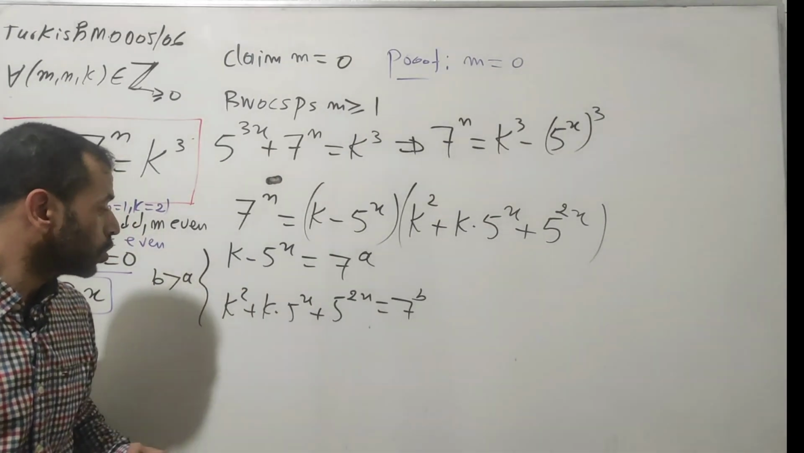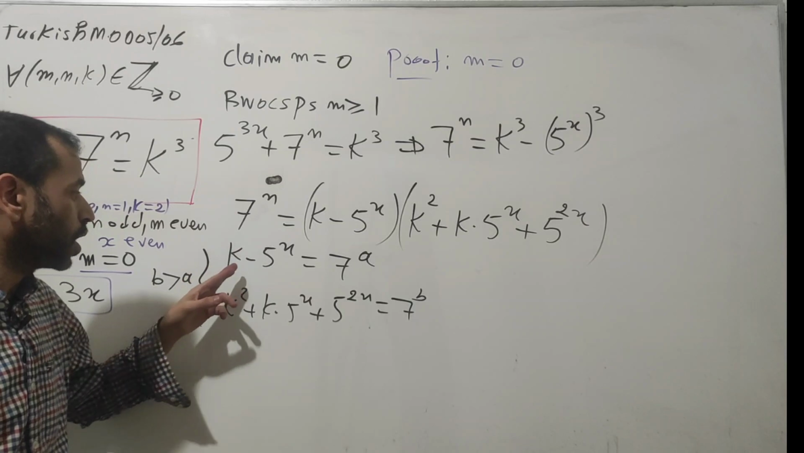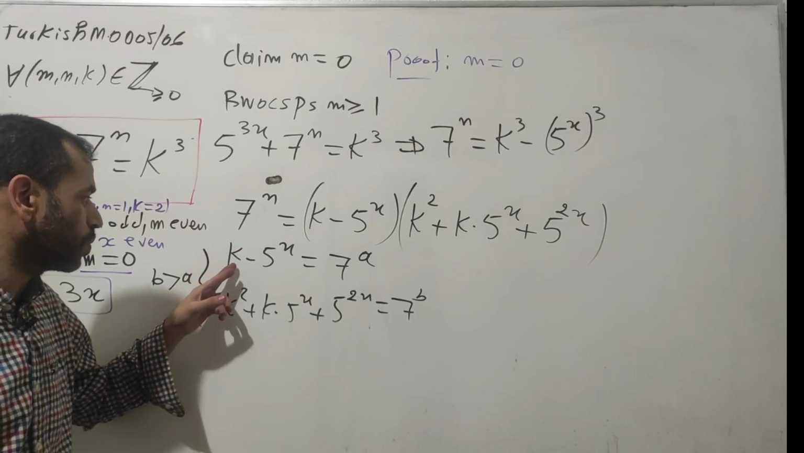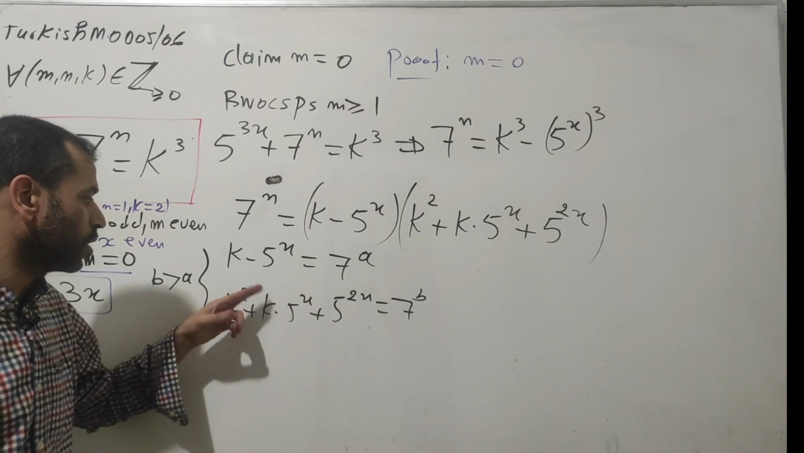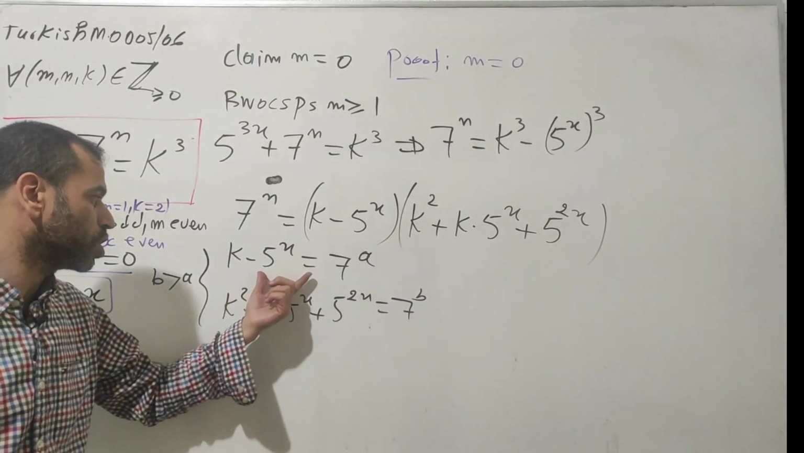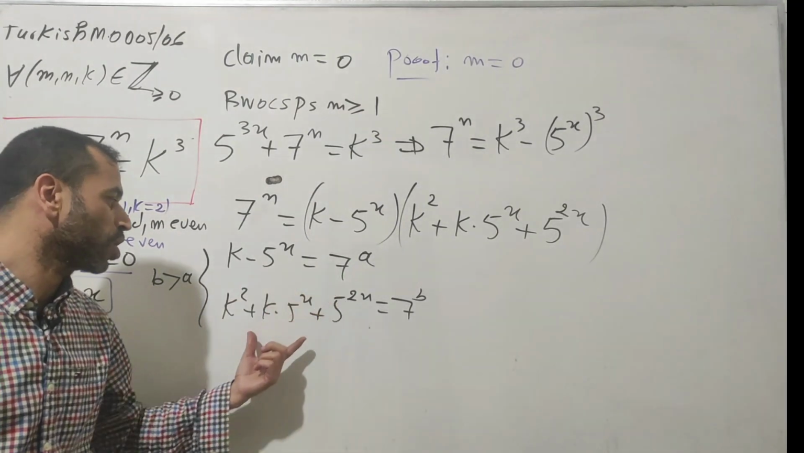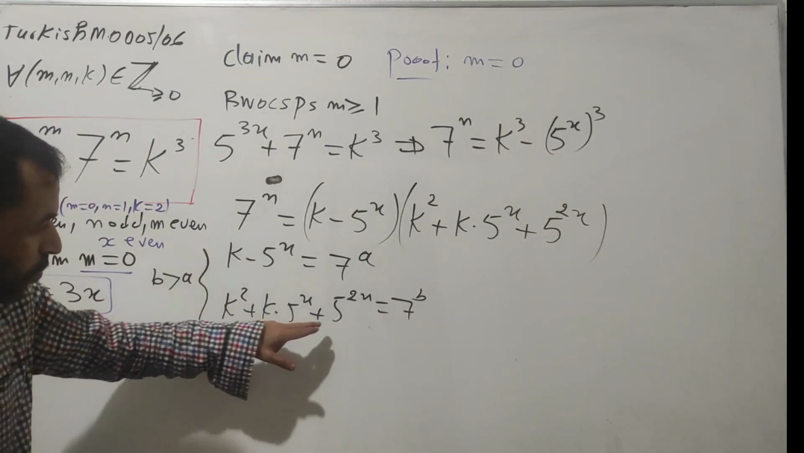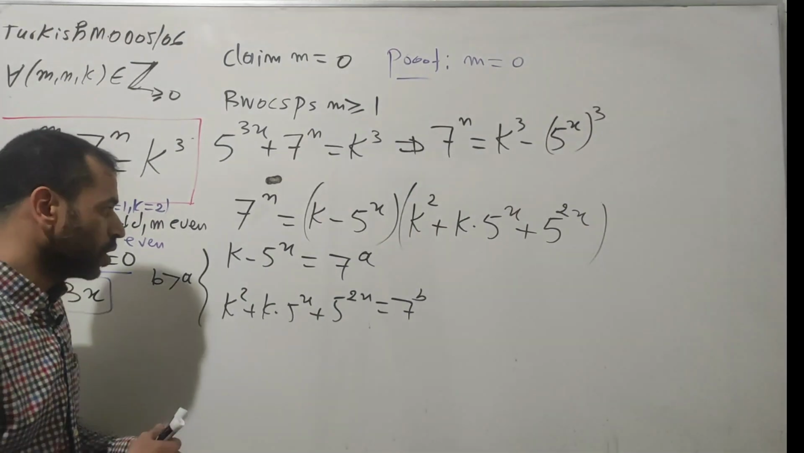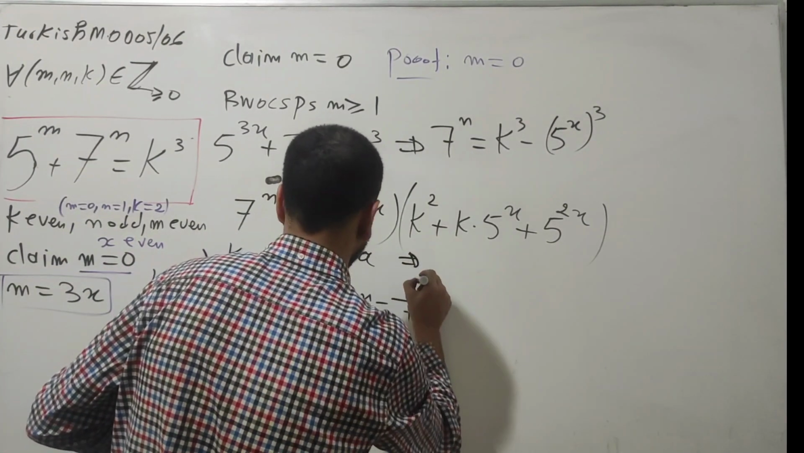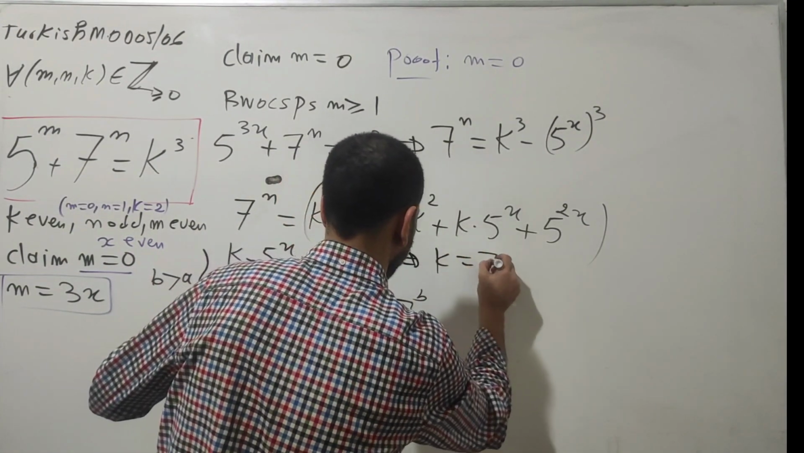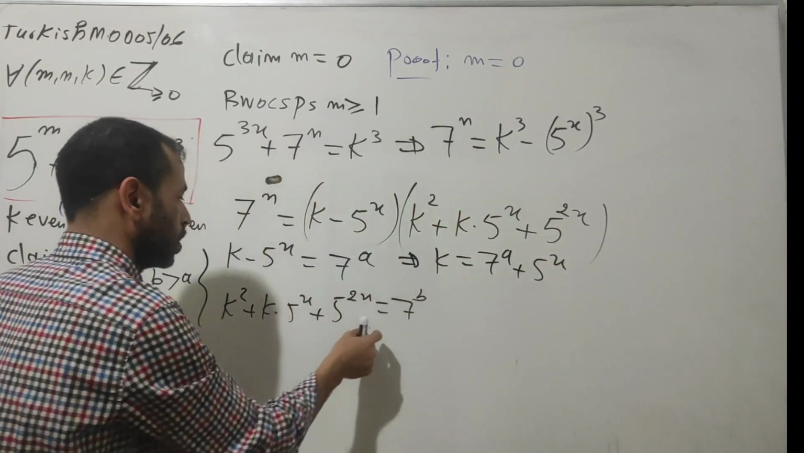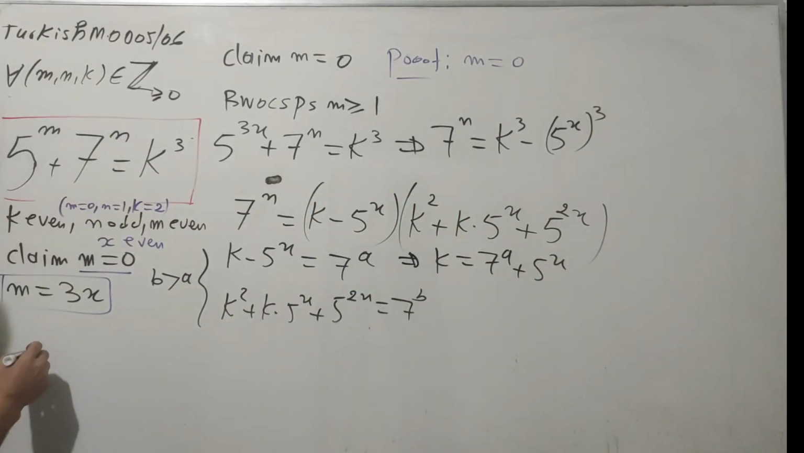Okay, what to do? Since we don't know k as a value, we are going to get rid of this one, cancel out k, and replace k with its value. Because it's very important to show only 5 and 7 in this equation, it will be easier to solve. If you keep k involved here, you will have a problem. So this one is going to tell us k equals 7 to the a plus 5 to the x. Let's replace k into this one to see the next expression.